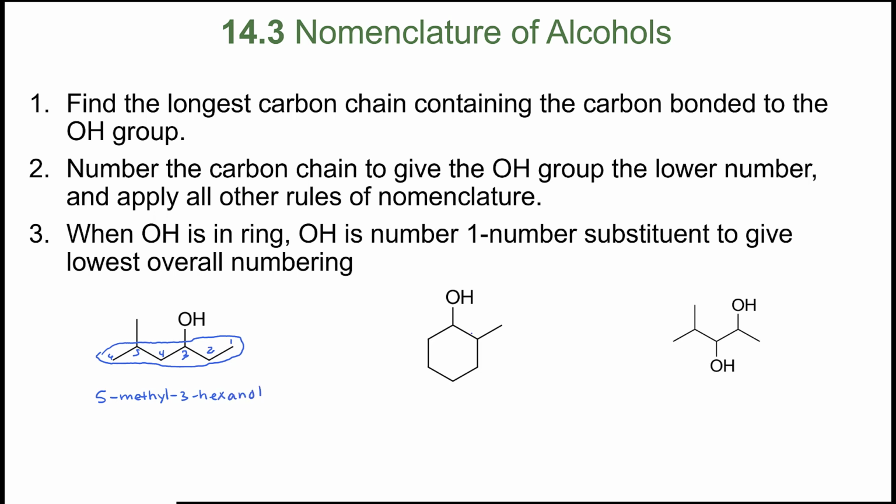When we're looking at the cyclic structure, the alcohol is going to get 1. And if I number clockwise here, the second carbon will have the substituent. So this will be 2-methylcyclohexanol. We don't need to list 1 in front of the alcohol. In a cyclic structure, the 1 is assumed.